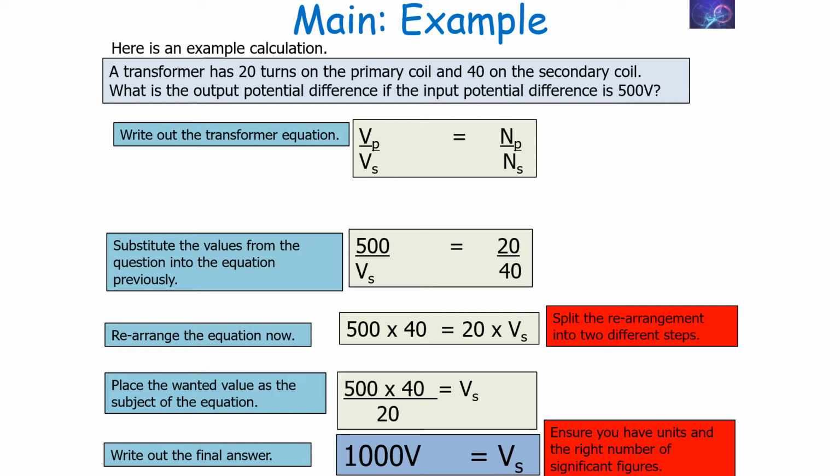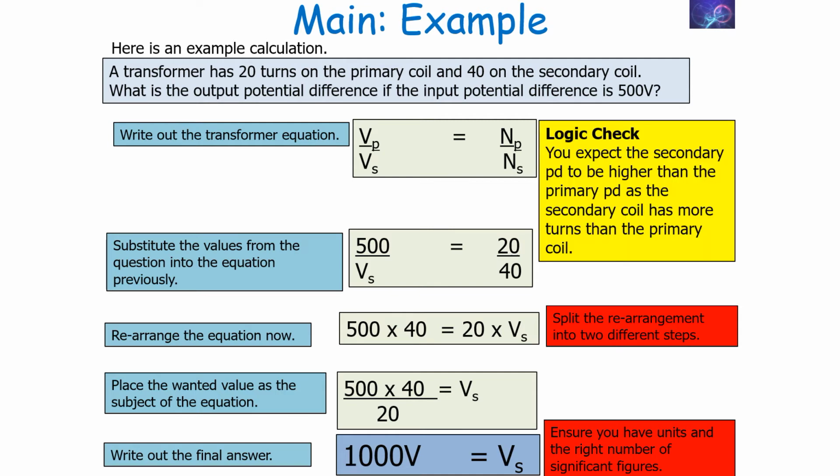You then want to make Vs the subject, so then we'll remove that 20 on the same side as the Vs, so it's going to be 500 times 40 over 20, which equals 1000 volts. Now ensure you've got the right number of significant figures in your answer and the correct units.